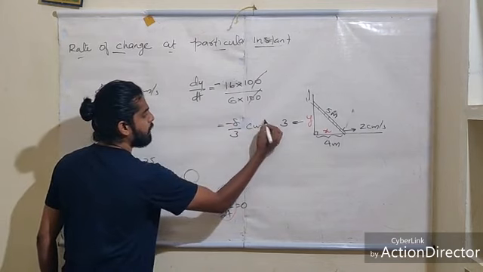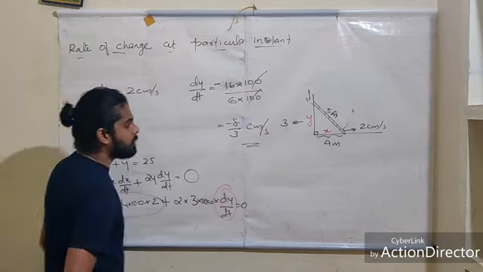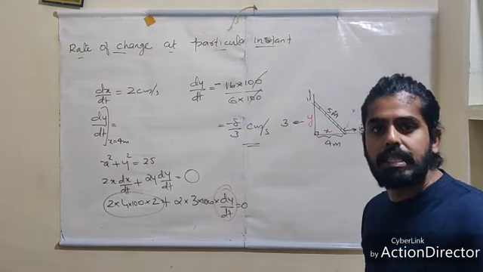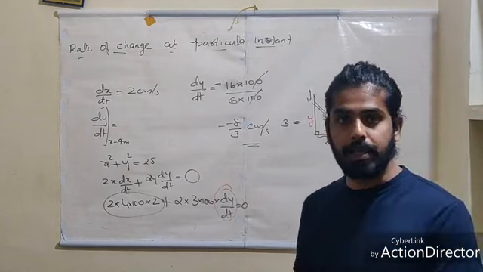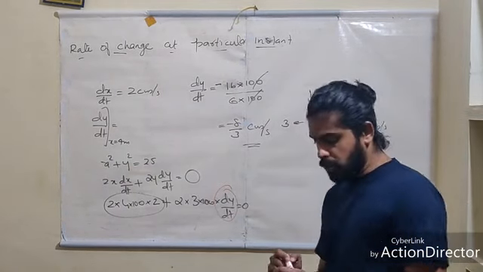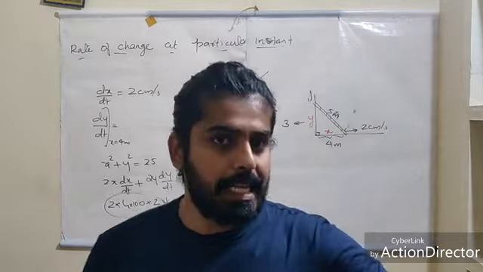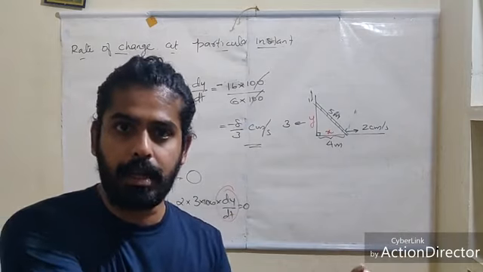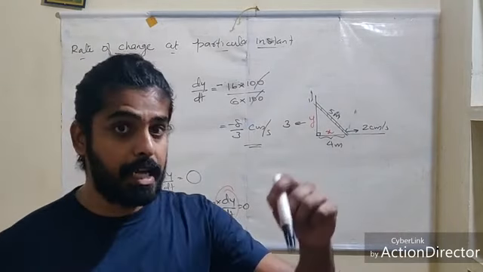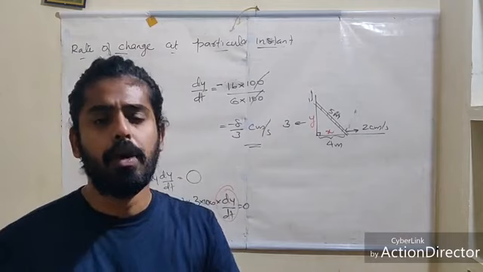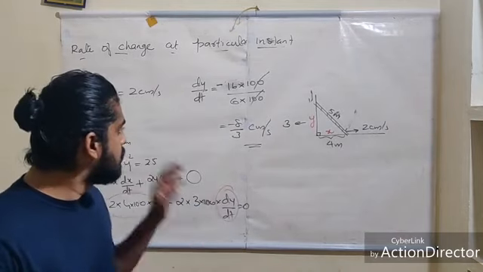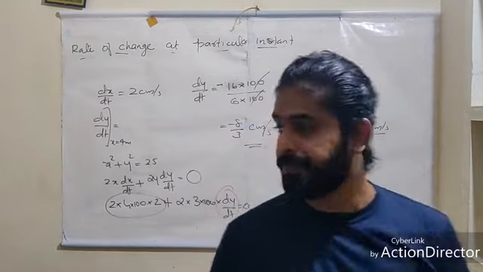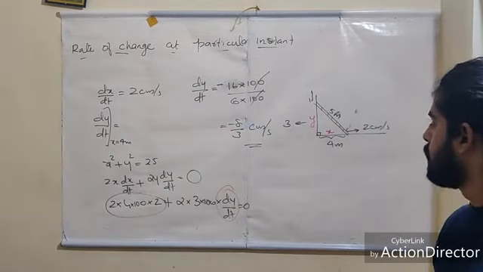dy by dt, the unit will be centimeter per second. So the answer is minus 8 by 3 centimeter per second. But you have to write the height on the wall is decreasing at the rate of 8 by 3, not negative 8 by 3. Since there is a negative sign, you have to write that the height on the wall is decreasing because of this negative sign. And you don't have to write negative again. The height on the wall is decreasing at the rate of 8 by 3 centimeter per second, not increasing. Okay, so this is it. We will move to the next question.